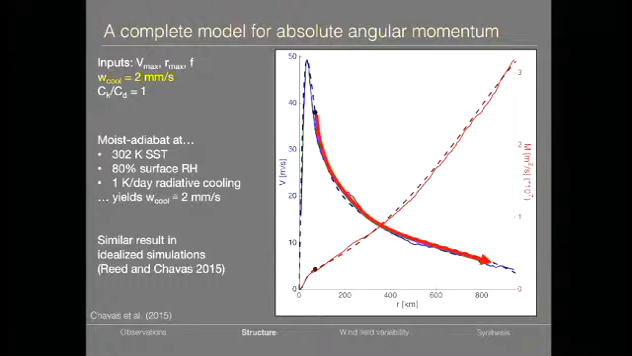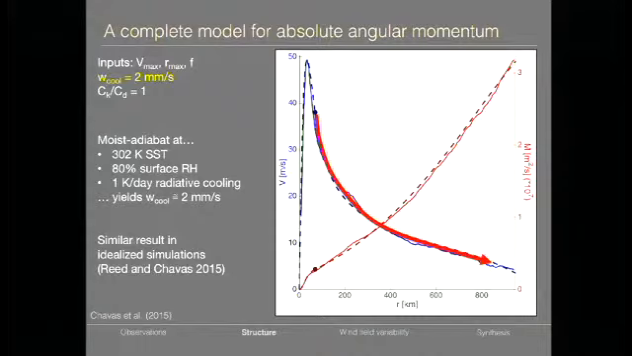And so if you just assume a moist adiabatic atmosphere at 302 Kelvin sea surface temperature with an 80% surface relative humidity, and then 1 Kelvin per day radiative cooling in the free troposphere, which is a characteristic value, you'll get something that's about 2 millimeters per second.